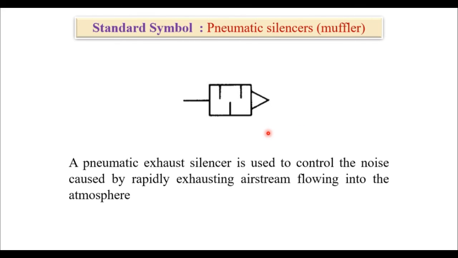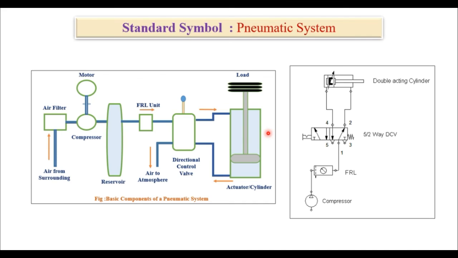In a pneumatic system, when air comes out of a component, there is a lot of noise. To reduce this noise, we require some components known as silencers, just like the silencers in IC engine exhausts that reduce sound. A pneumatic exhaust silencer is used to control the noise caused by an air stream rapidly exhausting into the atmosphere.